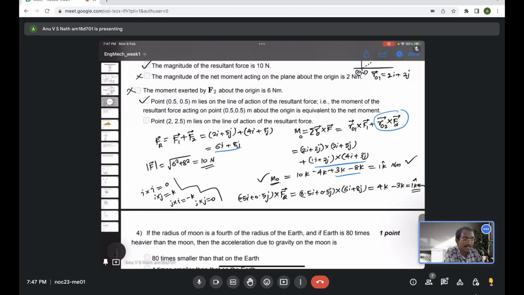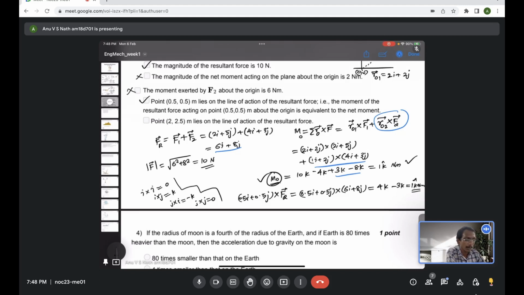Is this clear? Any doubt in this point? Basically we are claiming that the resultant force is passing through this particular point, half comma half. The claim will be correct if the moment caused by the resultant force that we evaluate exactly matches the actual moment we already evaluated, which is 1k Newton meter. If they are not matching, then the claim is wrong, that the resultant force is not passing through this particular point.